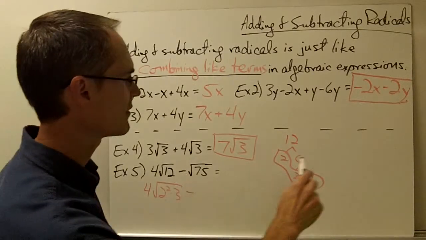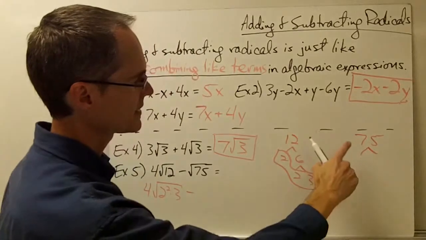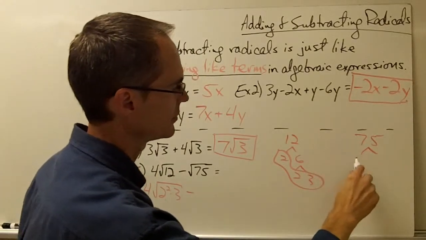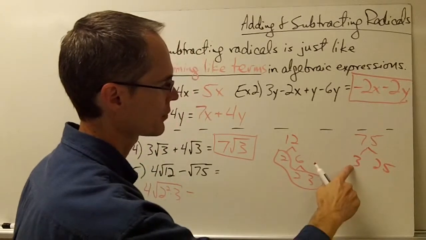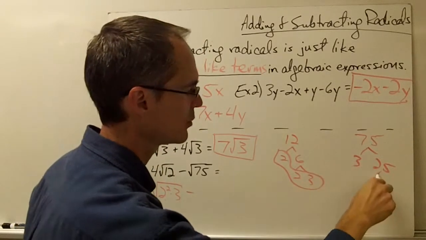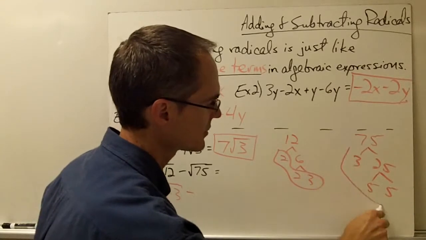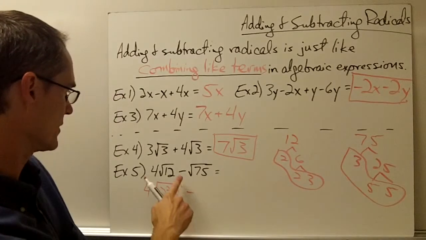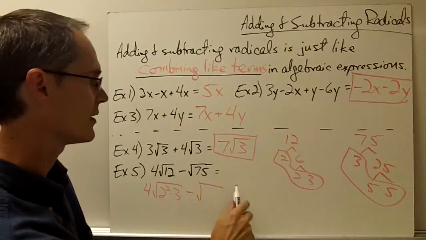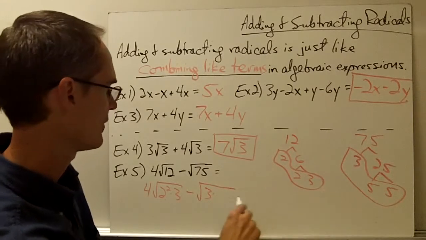And now square root of 75, all right, let's see, 75. 75 will factor into 3 times 25. 3 is prime, so I can't break that down anymore. 25 is 5 times 5. So 3 times 5 times 5 is my prime factorization here. So square root of 75 is 3 times 5 squared.